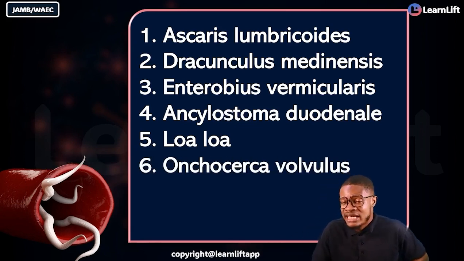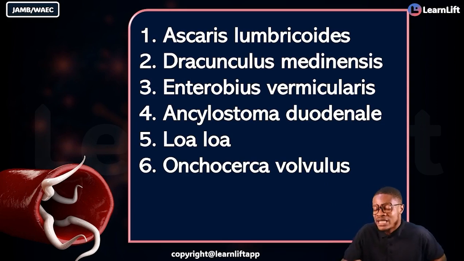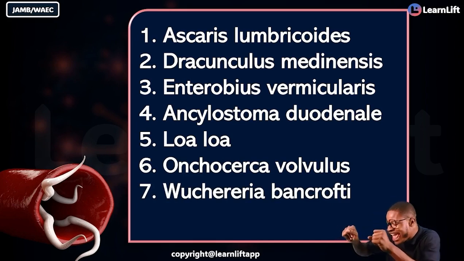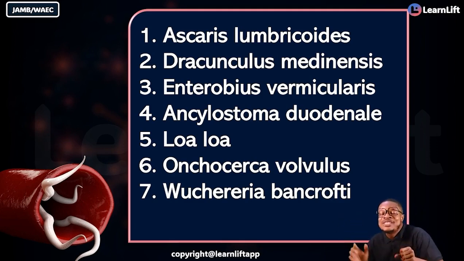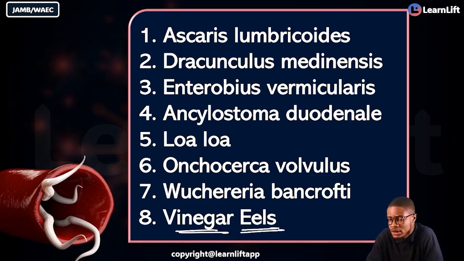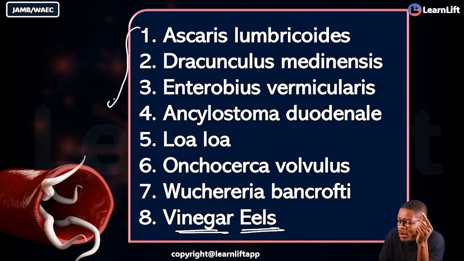Onchocerca volvulus. Wuchereria bancrofti. And then number 8 is called your vinegar eels. What is it called? Vinegar eels. The first 7, from number 1 to number 7, they are parasitic.